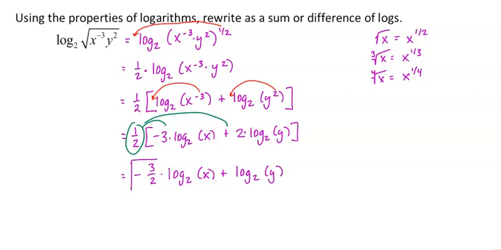So notice in our simplified log, we went from one single log that had an entire expression on the inside. We now have two separate logs, and inside of each log is just a single variable, now with a coefficient out in front.